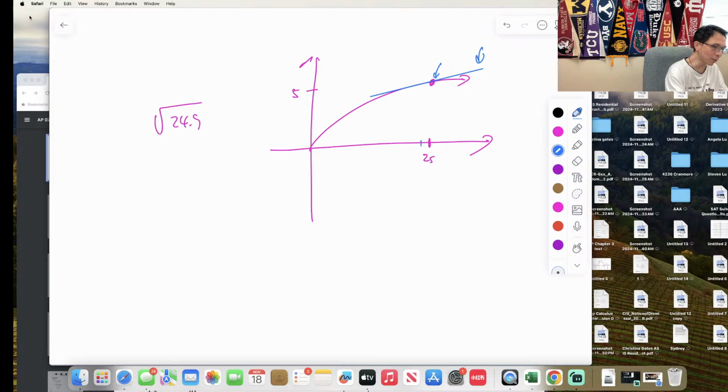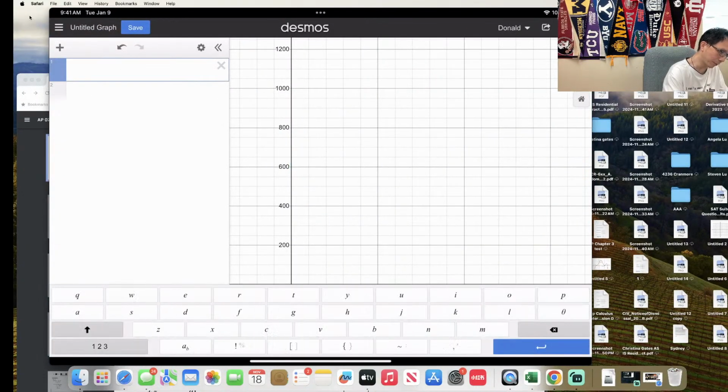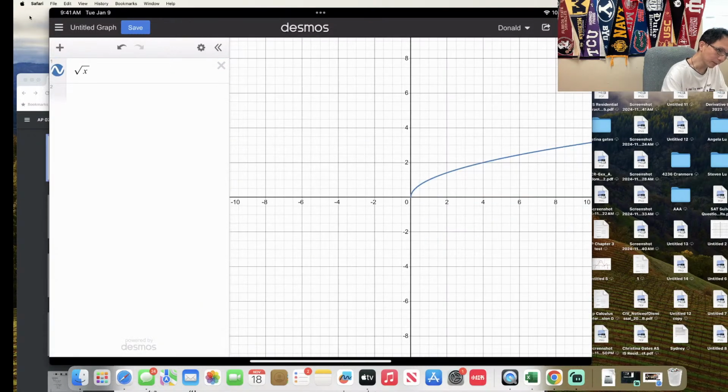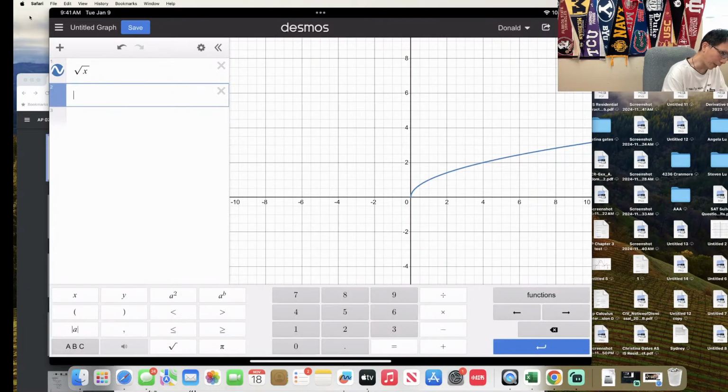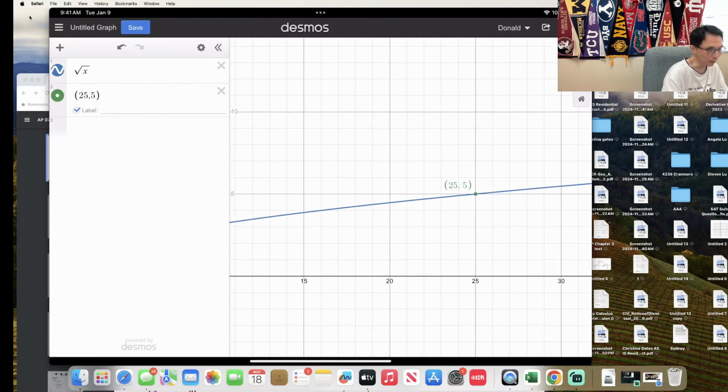Now, if we have a small dx change, let's say it's 24.9, then at this particular value, let's just actually graph it. That's to say it's the square root of x right here. And that's going to be the point (25, 5). And that's going to be a label. That's going to be a point here. So this is it, right? So we can use tangent line approximation to approximate what happens at 24.9, but we need to figure out what the slope is.